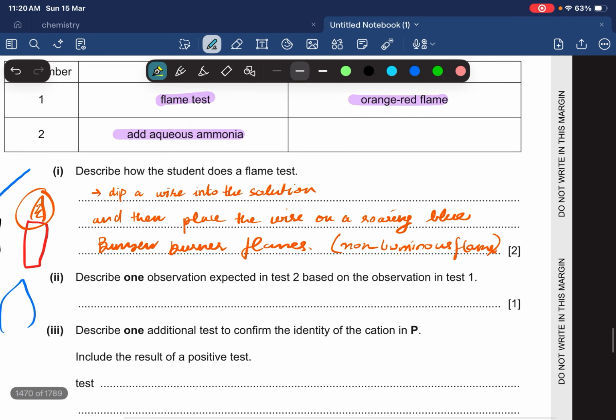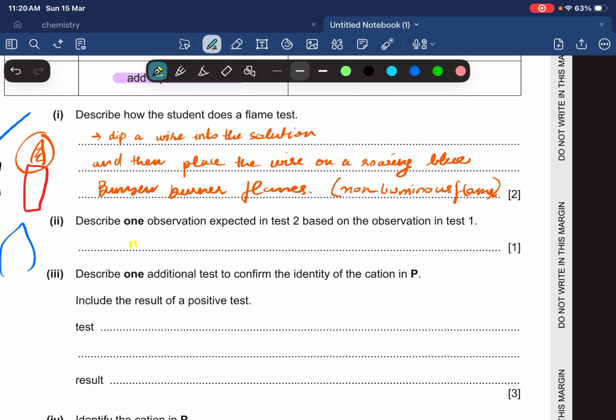Do we have to describe it below? Okay, write it here that we have no precipitates. No precipitates seen. Describe one additional test to confirm the identity of the cation in P. Include the result of a positive test.